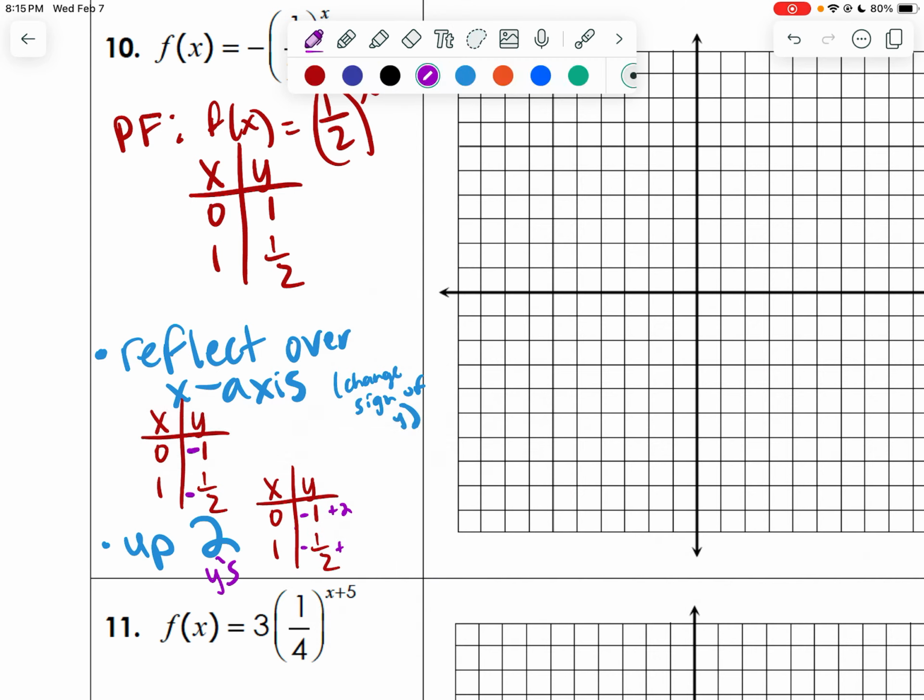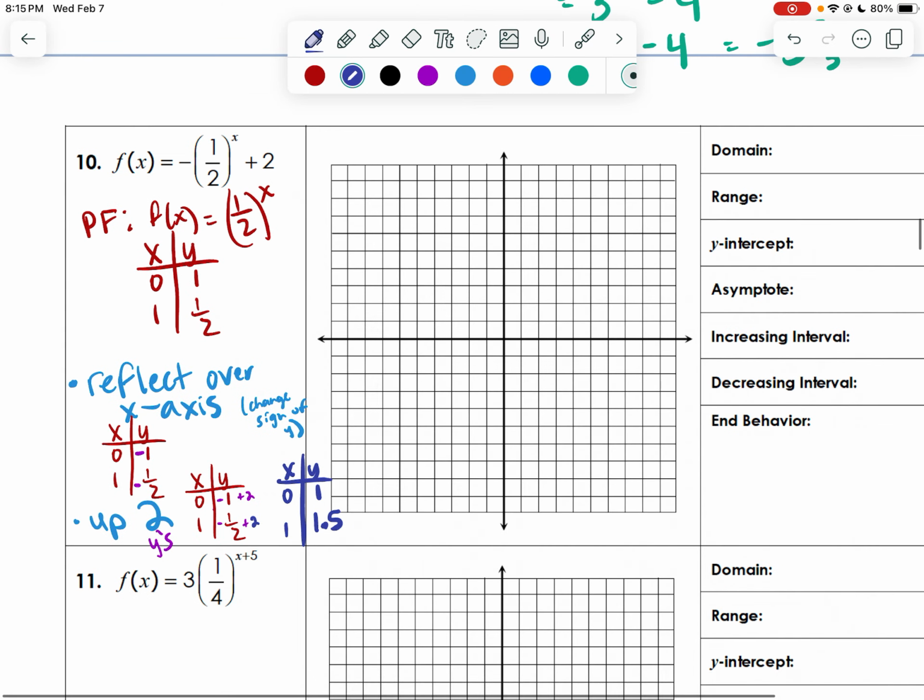Okay. So then getting my final product here, I never really changed the x's, but -1 plus 2 would be 1. And then -1/2 plus 2 would just be 1/2. Okay, so if you wanted to do it algebraically, you could certainly do it that way. So that's 0, 1, and then 1, 1/2.